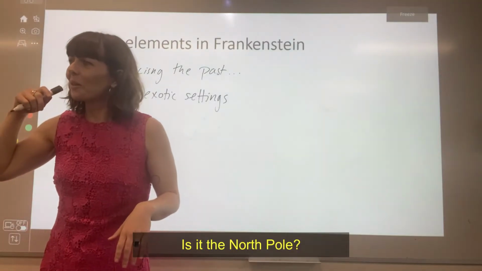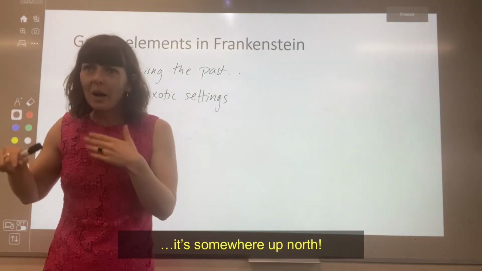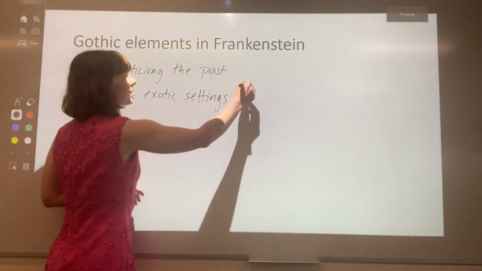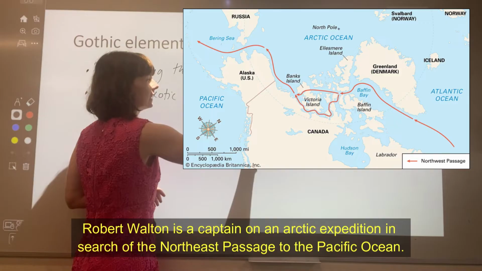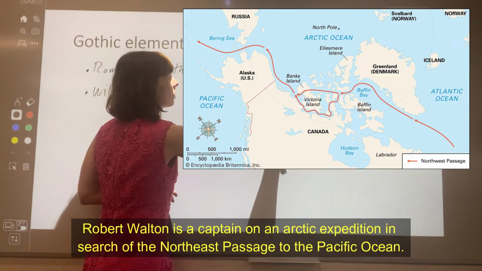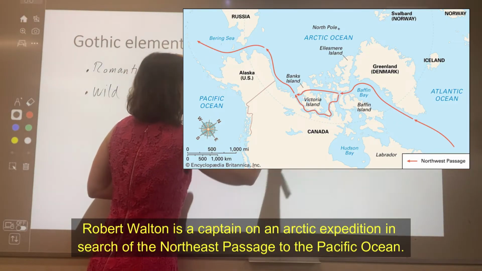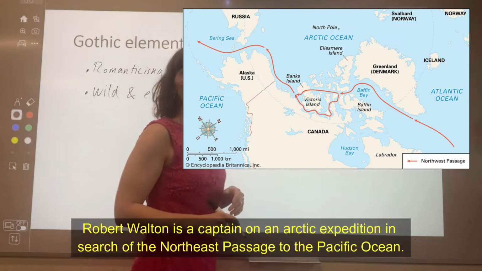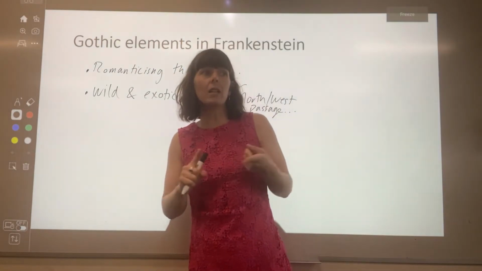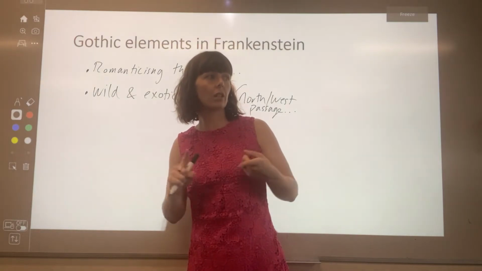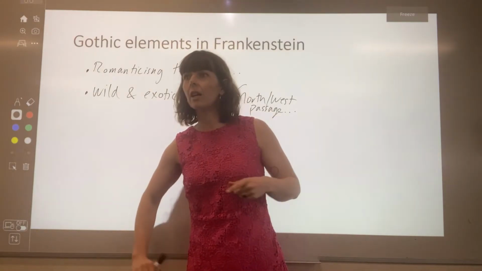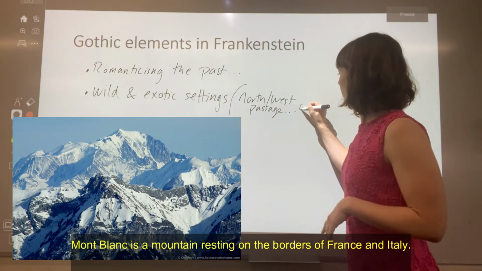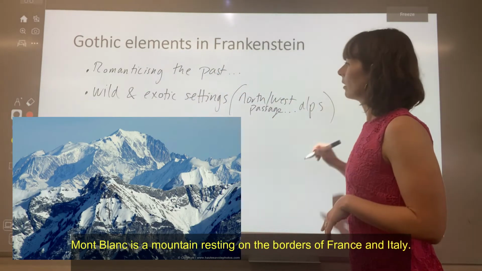I think it's the North. Is it the Antarctica? I think it's somewhere up north. What's at the top? Can anyone give us the north? It's the Northwest Passage. I'm asking for one more setting that's a bit wild. Where do they often meet, Victor and the creature? Not in the street. Typically on the Alps or the mountains. That will do. That will do.